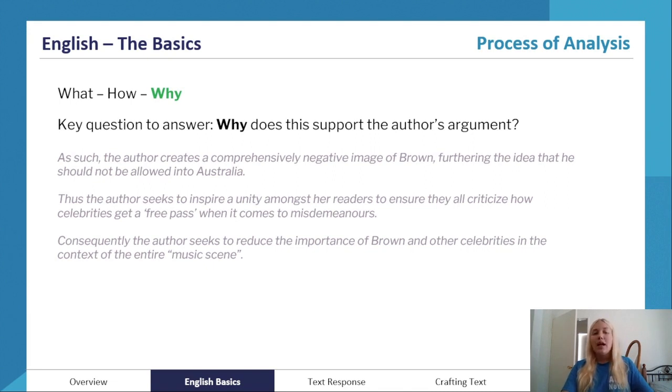This is where you can really show off some great ideas. Looking at an example, as such, the author creates a comprehensively negative image of Brown, furthering the idea that he should not be allowed into Australia. So the whole idea here is that how it supports the overall argument is that comprehensively negative image, it's impossible for readers to perceive him in a positive light anymore whatsoever. Thus, furthering the idea that he should not be allowed into Australia, enhancing the overall argument of this author. A couple more examples there.